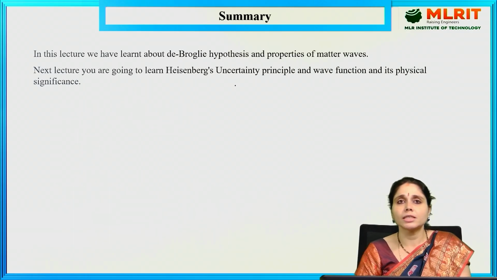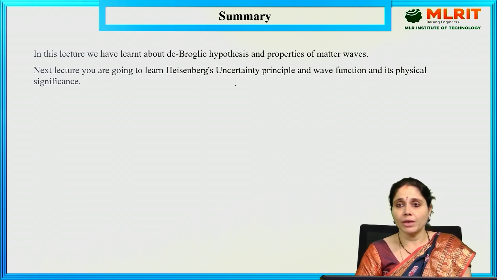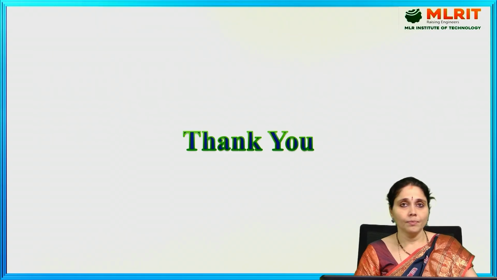So, in this lecture, what we have learned? We have learned about de Broglie hypothesis and properties of matter waves. In the next lecture, you are going to learn Heisenberg's uncertainty principle and wave function and its physical significance. Thank you.